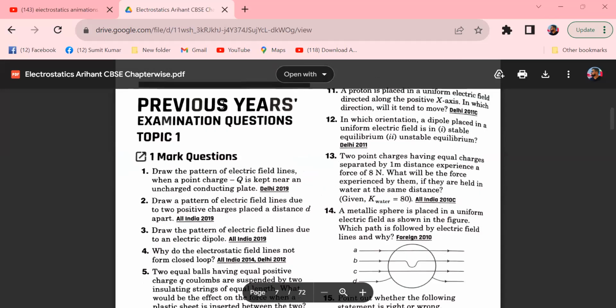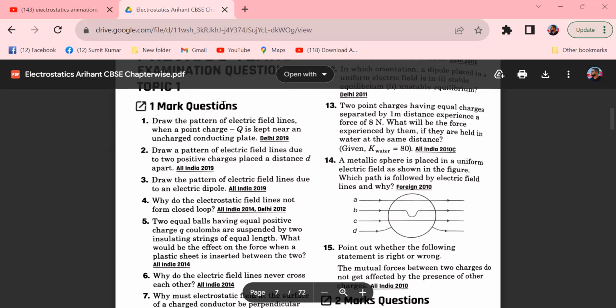So if you can see, draw the pattern of electric lines when a charge minus q is kept near an uncharged conducting plate. I think all of you can do that, right? Electric field lines. If you want to check all these electric field lines, it's also given in your notes, guys. Draw a pattern of electric field lines due to two positive charges placed at a distance d apart. Check your notes. Everything that has been asked is there. Can you see that? If you guys open the notes, I've shared your notes, right?